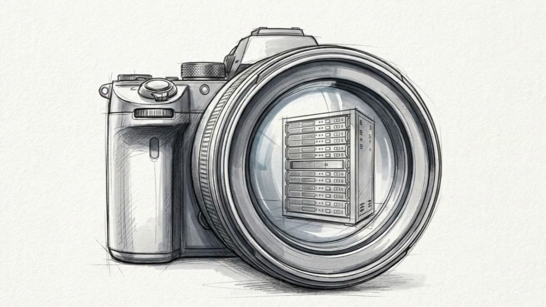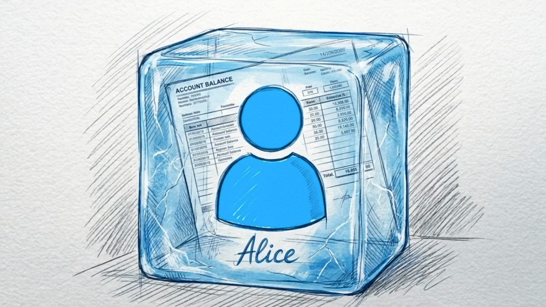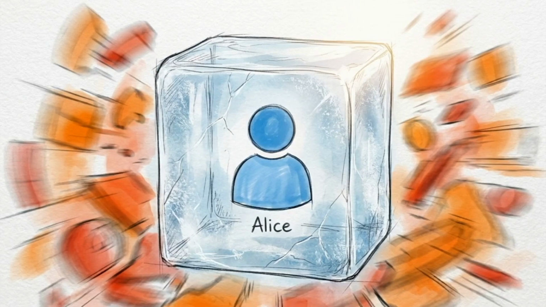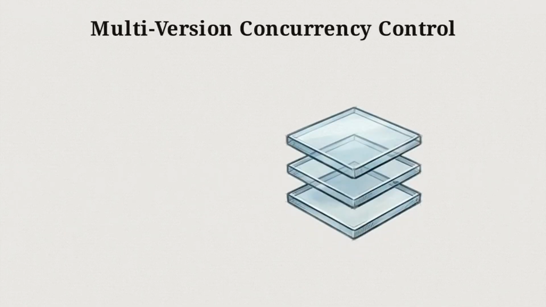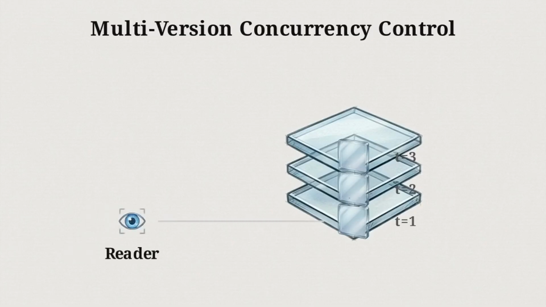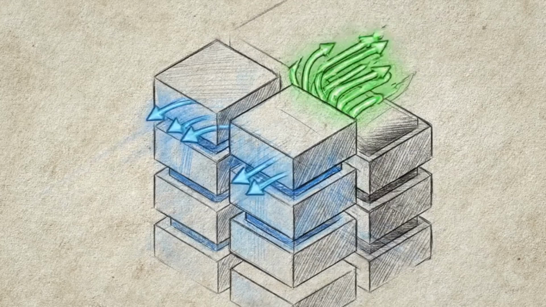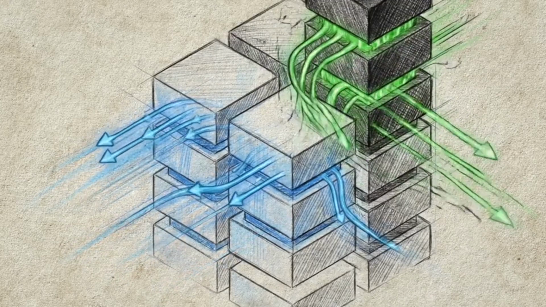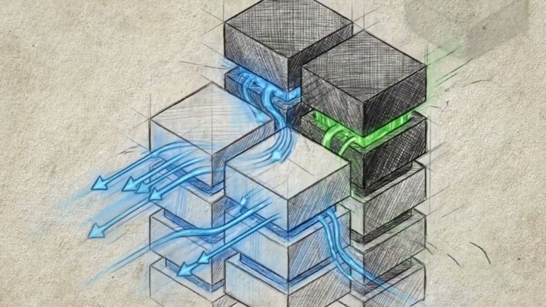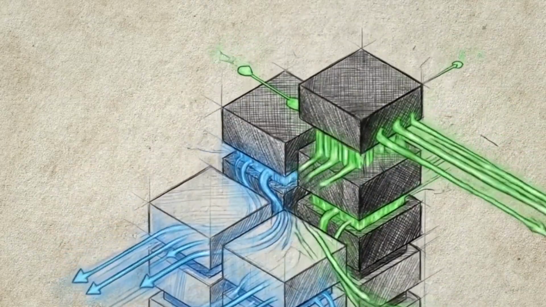Databases solve read skew using snapshot isolation. When Alice starts her query, the database grants her a frozen, consistent view of the past, completely insulated from any background updates happening in the present. Here's how it works. This 3D stack represents multi-version concurrency control, or MVCC. Instead of overwriting data, the database keeps time-stamped copies. A reader accesses an older layer at the bottom, while a writer simultaneously stamps a bright new layer at the top without colliding. MVCC tricks applications into thinking the database is frozen in time just for them. It allows readers and writers to operate independently, maintaining massive throughput.